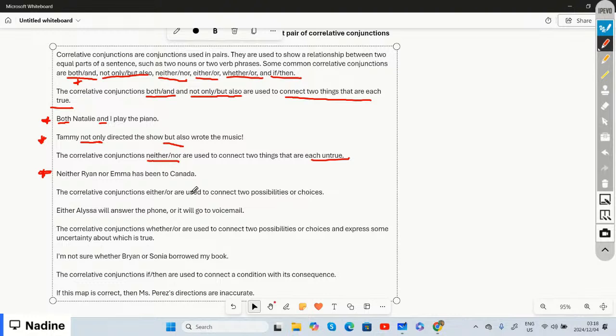And then if we look at the correlative conjunction either, or, either, or is used to connect two possibilities or choices. Like say it's either this or it is that. That is basically what either, or means. It's a choice that is given to you. That is why we're saying it connects two possibilities or two choices.